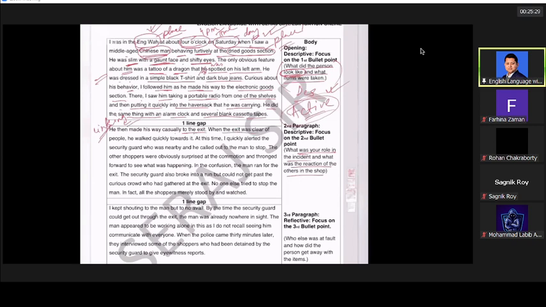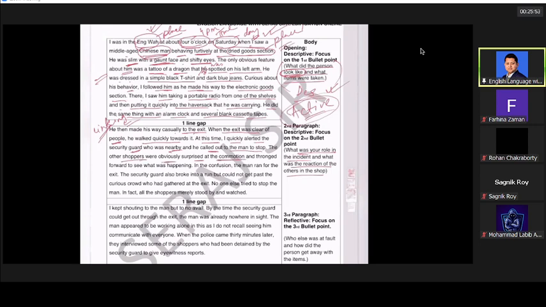When the exit was clear of people, he walked quickly towards it. At this time, I quickly alerted the security guard. Okay, so that was your role in the incident, because you quickly alerted. The moment you had any suspicion, you quickly alerted the security guard who was nearby, and he called out to the man to stop. The other shoppers were obviously surprised at the commotion.